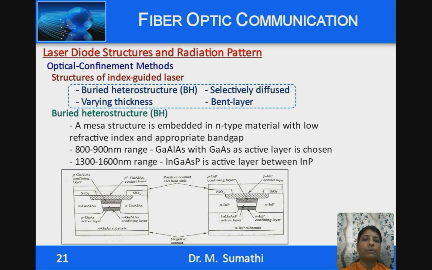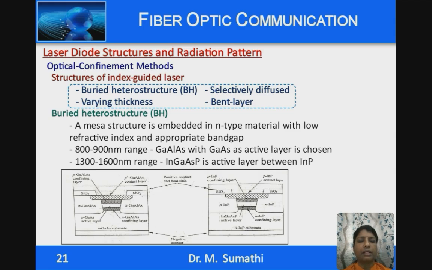And in order to fabricate the index guided laser, and specifically the positive index guided laser, there are 4 different methods that we shall be discussing. These are methods for fabricating the index guided lasers: the buried heterostructure, selectively diffused method, varying thickness and bent layer. In the buried heterostructure method, a MESA structure is embedded in the n-type material with low refractive index and appropriate bandgap, which enables optical confinement.